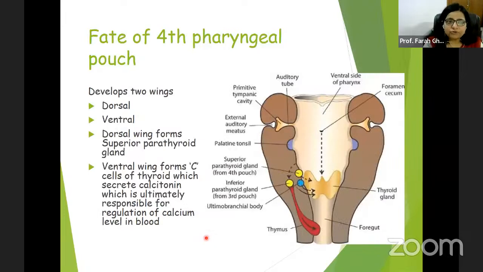Now the fate of the 4th pharyngeal pouch, again it has got dorsal and the ventral wings. These two wings are responsible for two different structures. Dorsal wing of the 3rd pouch was forming the inferior parathyroid and the 4th pouch will form the superior parathyroid. So how is the movement happening? This is the thyroid gland and here was the thymus. The ventral wing is carrying the thymus down into the neck and the inferior parathyroid got arrested here.